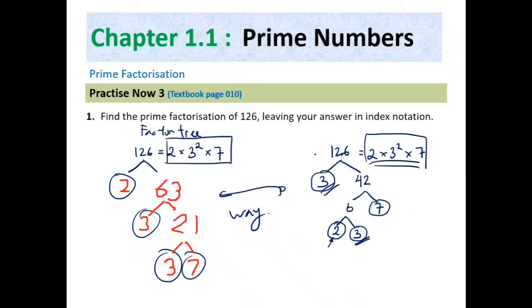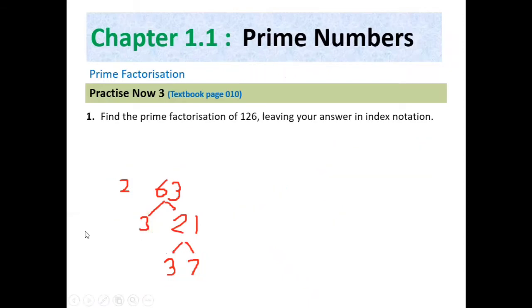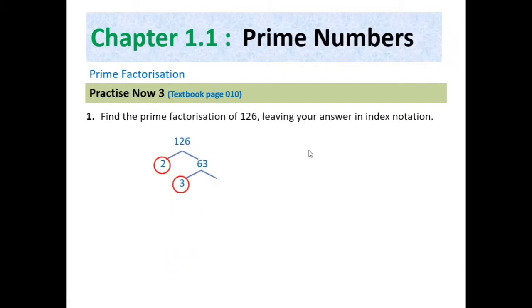So 2 times 3 squared times 7. Let's see the answer: 2, 3 squared and 7. I clear the annotation, Anan. Anan used this way, right? This is Anan's way, the proper way. 2 times 3 squared times 7. So thank you, Anan. Good job. But if you want to do another understanding, it's the same.